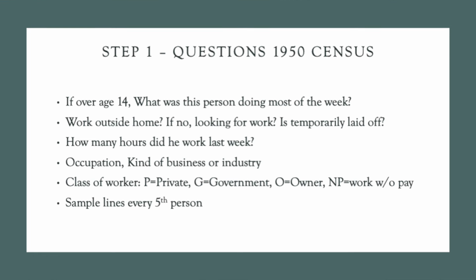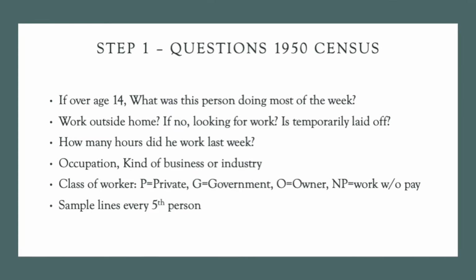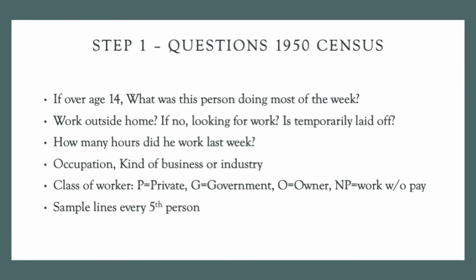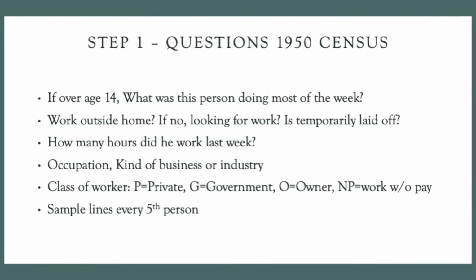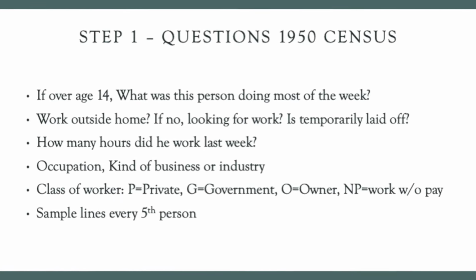What this person was doing most of the week, whether at school, work, at home, etc. If they worked outside the home, if no, then were you looking for work? Were you temporarily laid off? How many hours did you work in the past week? Your occupation, kind of business or industry. And then it gave a class of worker. So it's going to say if you worked privately, for the government, if you owned the business, if you worked without pay, right? So volunteer work.